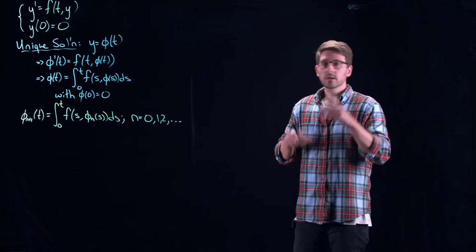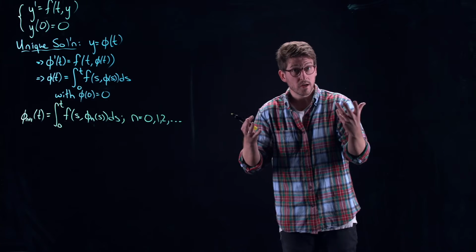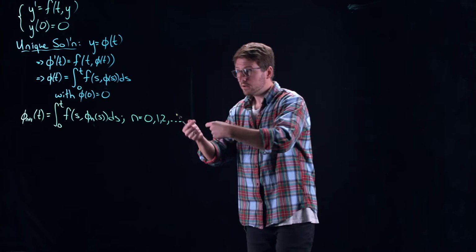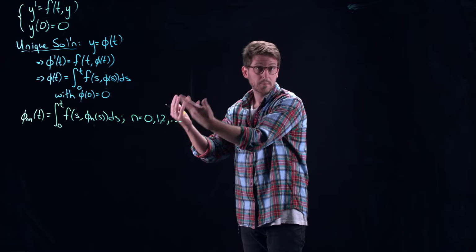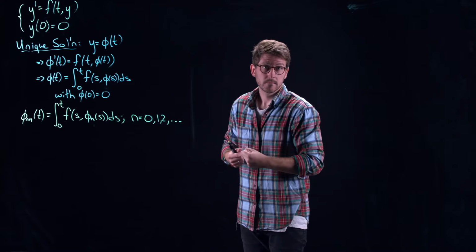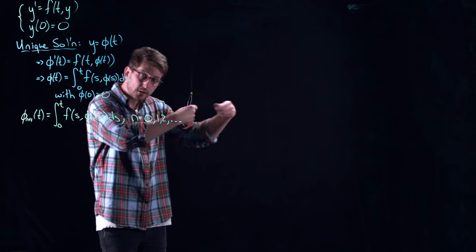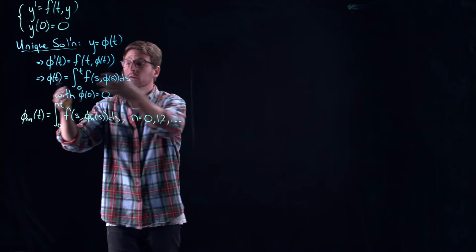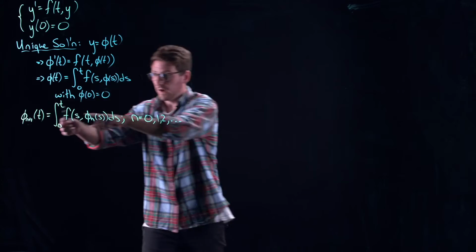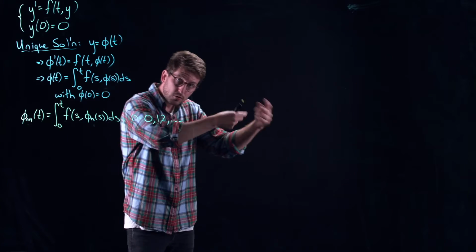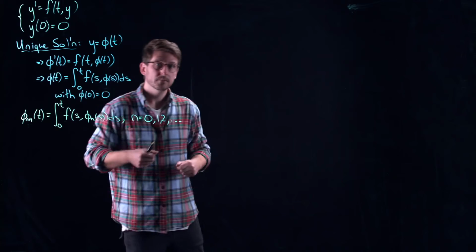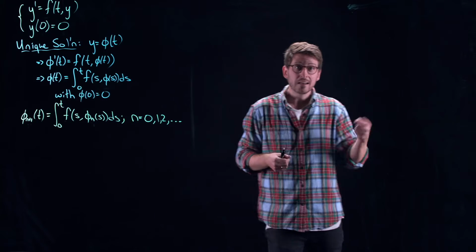So you give me your initial guess. Say that's your cosine function. I do the integral. I get a new updated guess. Call it phi 1. Then you take phi 1 and you put it back in here. You do the integral. You get a new guess, phi 2. You take phi 2, you put it in, you get a new integral, you get phi 3. And you can do this ad infinitum.